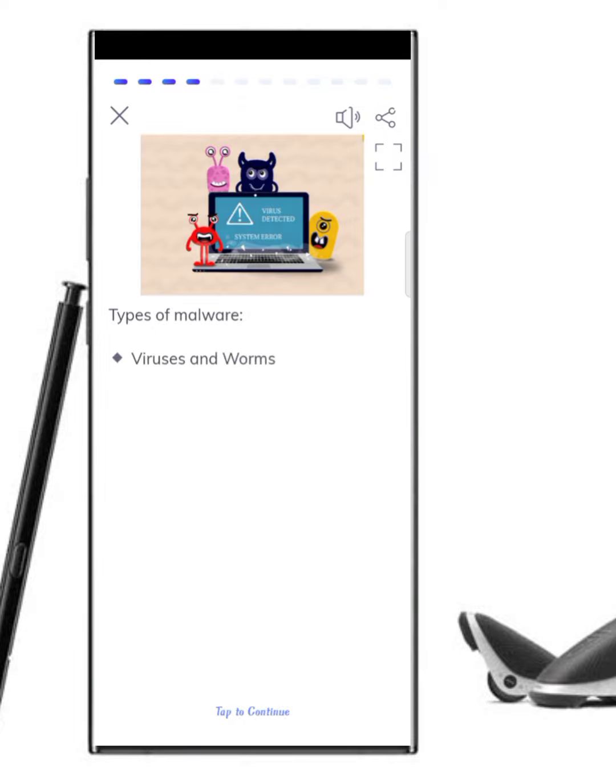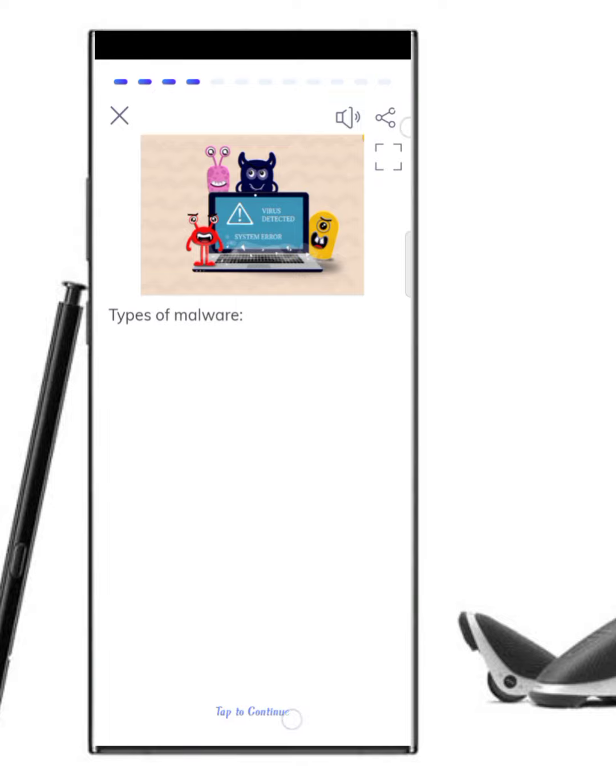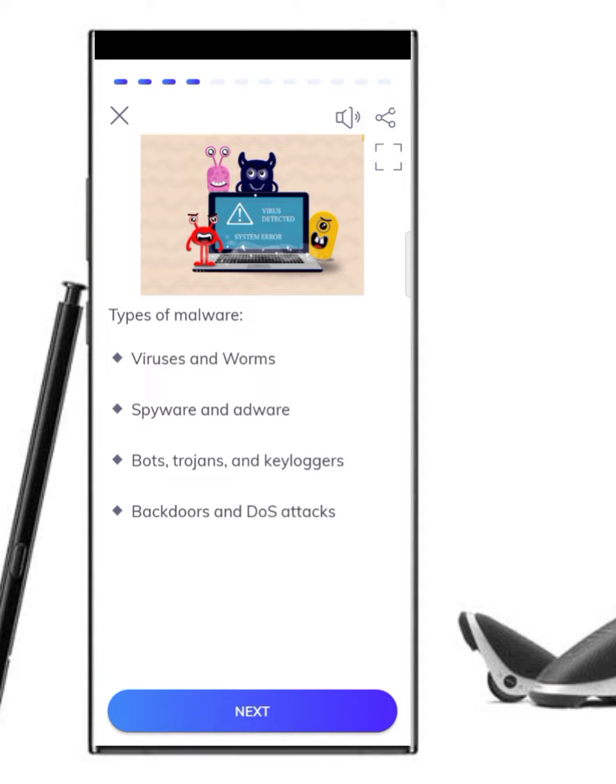Types of malware. Viruses and worms. Spyware and adware. Bots, Trojans, keyloggers, backdoors, and DoS attacks.